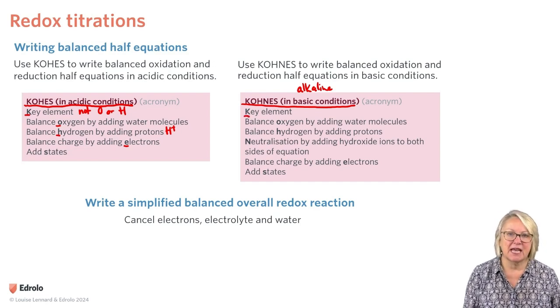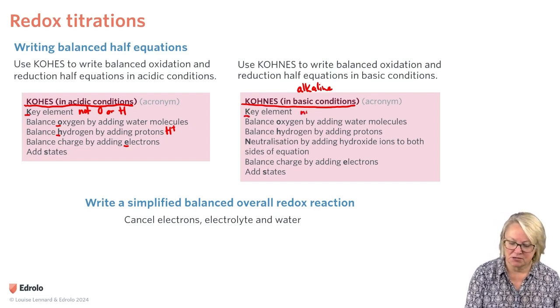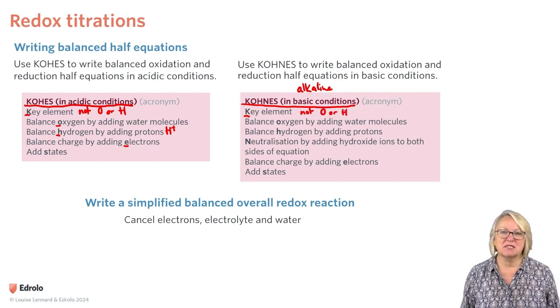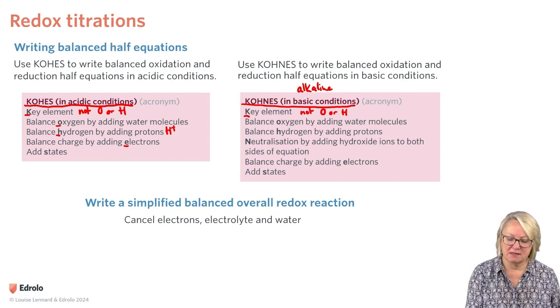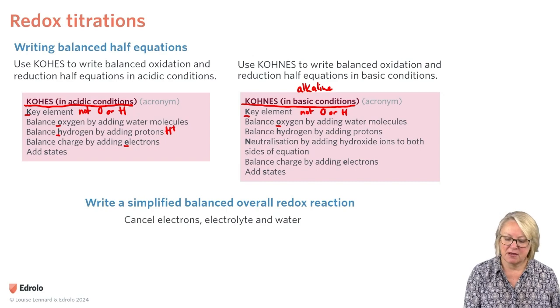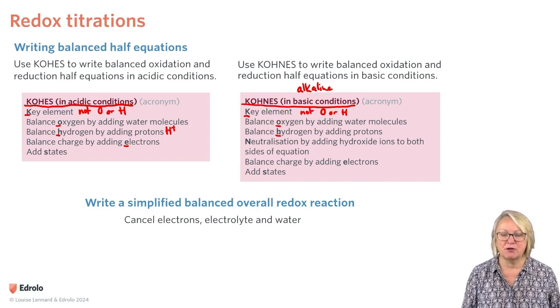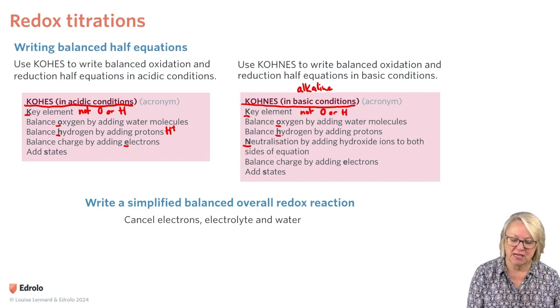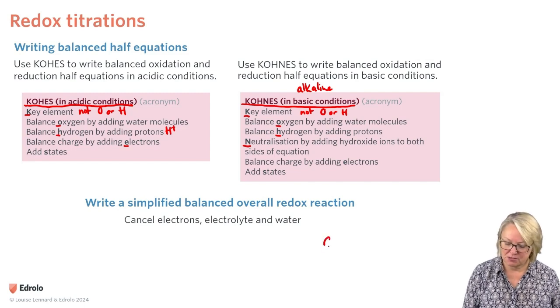It's K for key element that's not oxygen or hydrogen. Do the same steps that we did with COEs. Balance oxygen by adding water molecules. Then balance hydrogen by adding protons. But then there's a neutralization step because OH- will react with H+ to form water.